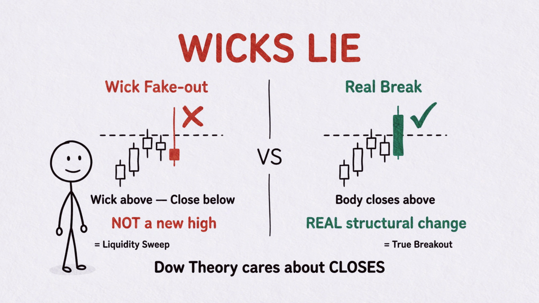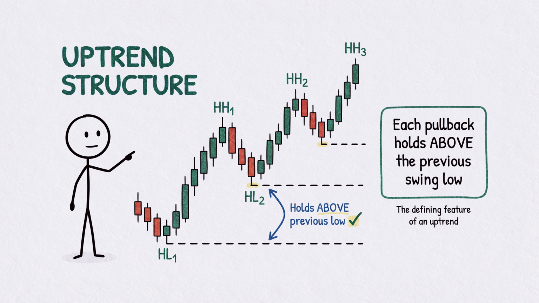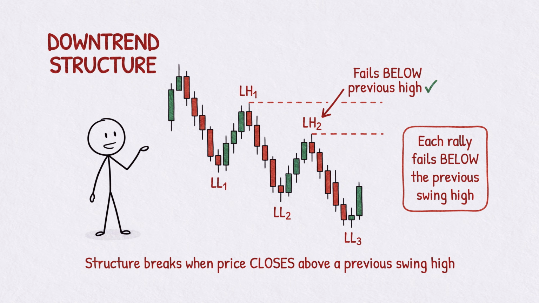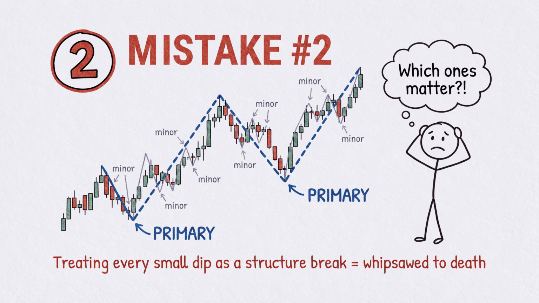Now, with valid swings identified, here's how structure actually works. In an uptrend, each pullback holds above the previous swing low. That's the defining feature. Not just higher highs, but higher lows. The moment price closes below a previous swing low, the structure is broken. In a downtrend, each rally fails below the previous swing high. Lower highs and lower lows. The moment price closes above a previous swing high, the bearish structure is broken. And here is mistake number 2.